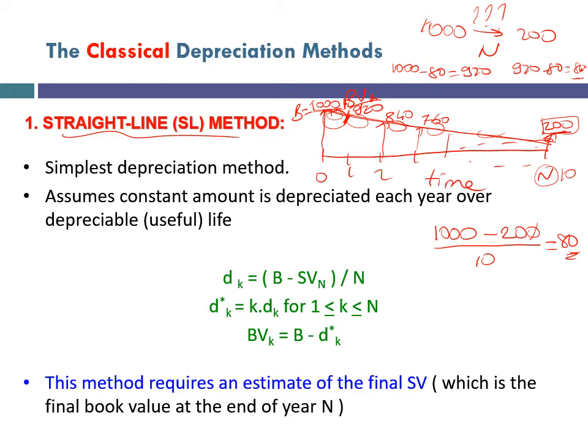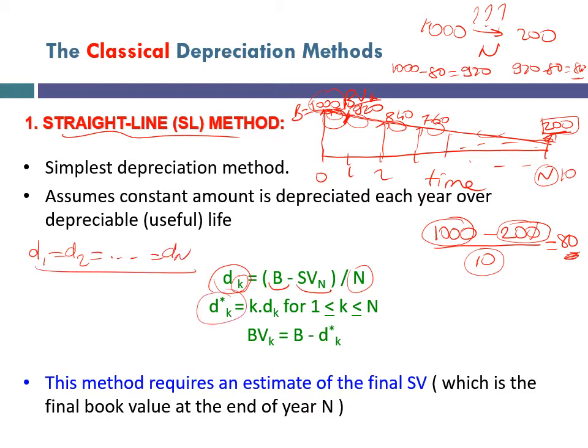So we can use the notation to write the formulas of this one. The depreciation at year K can be calculated by the initial book value, 1000, minus the final salvage value at the end of useful life, which is 200, divided by n, which is the useful life. So this 80 here is the depreciation in year K. And in the straight line method, depreciation in year 1 is equal to depreciation in year 2 is equal to depreciation in year n. So what about the cumulative depreciation?